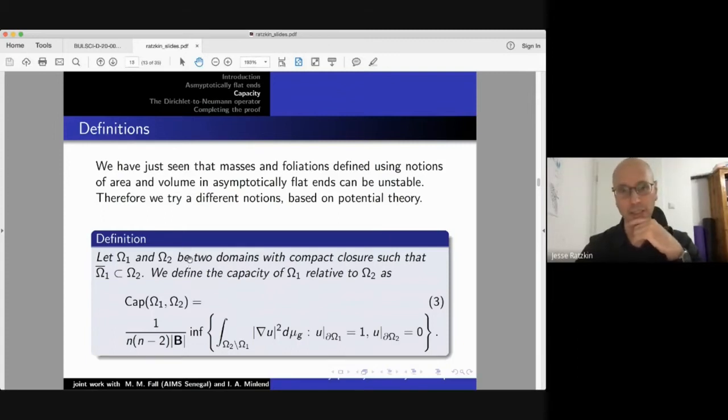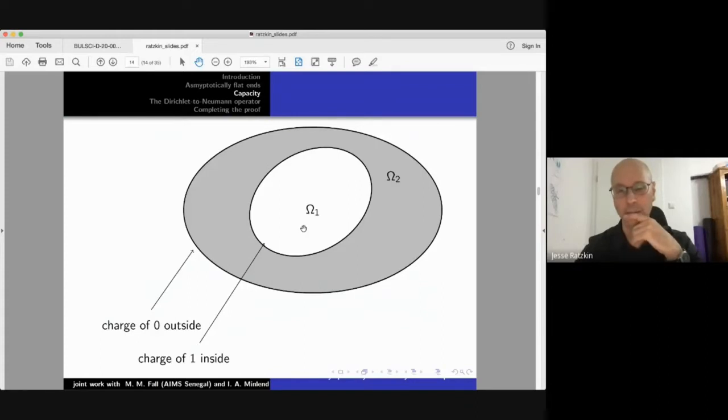So how should you think of capacity? You should think of having a charge of 1 inside this region omega 1 and a charge of 0 outside this region omega 2. And this difference in the charge from 1 to 0 in this shaded region here, this omega 2 minus omega 1 that I've drawn, will induce some change in electrostatic potential between the inner surface and the outer surface. And this is exactly what capacity measures.